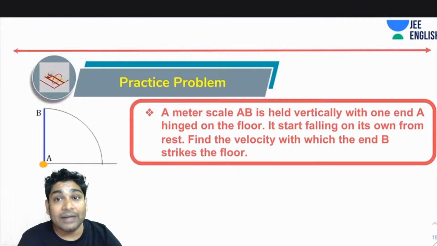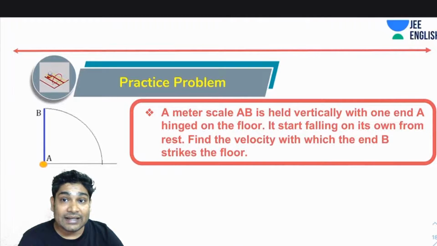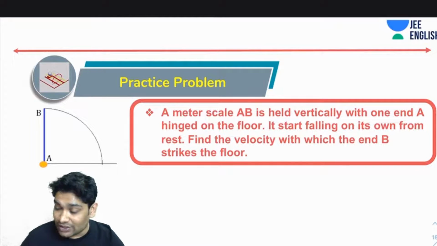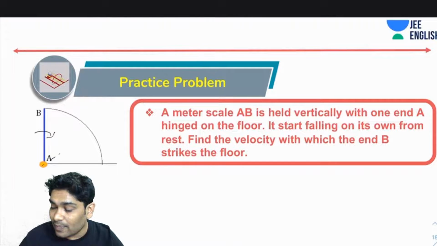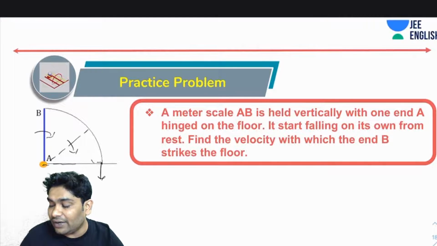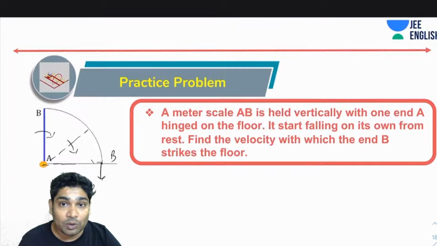So you have been told a meter scale AB is held vertically with one end A hinged on the floor. It starts falling on its own from rest. You have to find the velocity with which the end B will strike the floor. So this will rotate, it will start falling, it will accelerate, and then when it hits the ground, with which speed does point B hit the ground? That is what you are supposed to calculate. Okay, so please try this problem and do let me know that you're trying by writing trying in the chat.